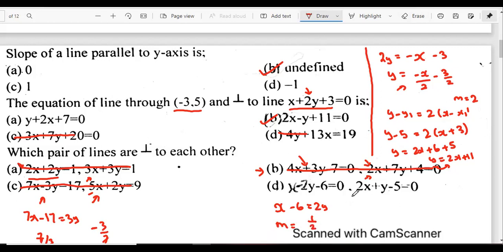So for the other line, it should be minus 2, and it certainly looks like that. Minus 2x plus 5, and yeah, the slope is the negative reciprocal. So the answer is D. So we know that if two lines are perpendicular to each other, their slopes would be negative reciprocals of each other, right? Okay, let's talk about some more questions.